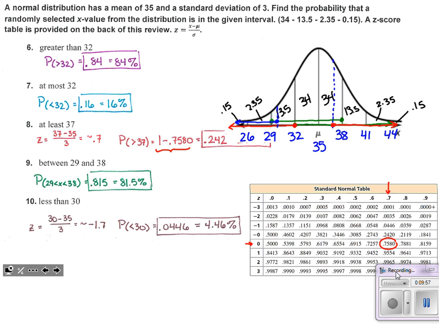So in the z-score table, I go to -1 and again 0.7, and where those intersect, I get 0.0446. And since it's calculating to the left of that value, that's what the z-score table puts out. So I take that as my answer, 0.0446 or 4.46%.